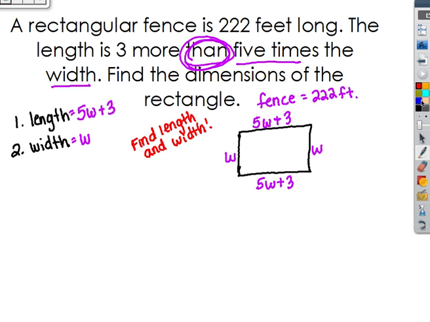Okay, so now I'm going to go on to step 2 where I start setting up my equation. If this whole fence is 220 feet, that means all these sides, like this side plus this side plus this side plus this side equals 222. So that's how I'm going to set up my equation. This side plus this side plus this side plus this side equals 222.